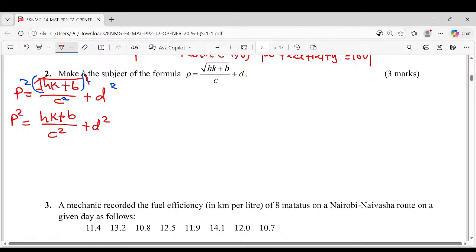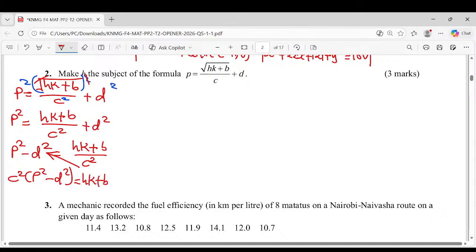Step number 2, I can decide to remove this. I can take the d squared to the other side, whereby I'm going to have p squared minus d squared equals hk plus b over c squared. How do I remove the c squared? I can cross multiply to the other side. So this will become c squared into p squared minus d squared, which will be equals to hk plus b.